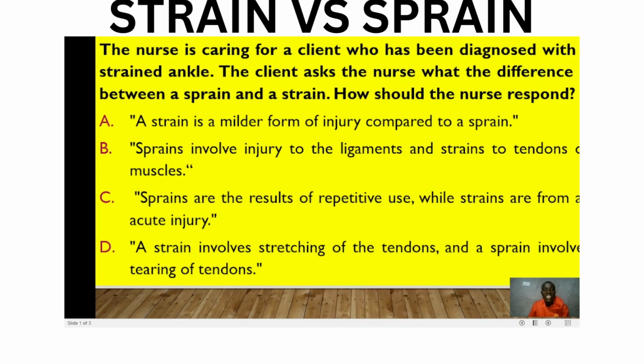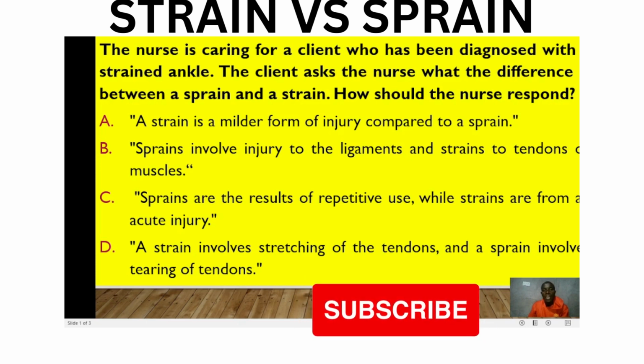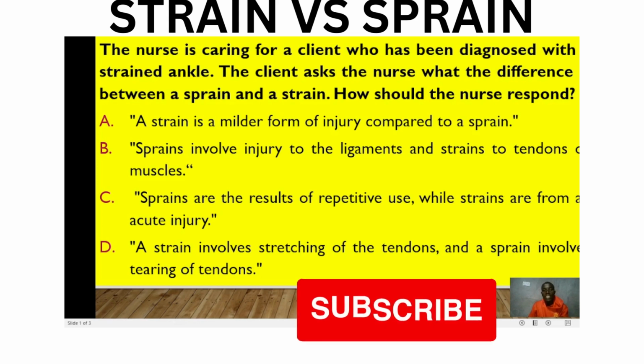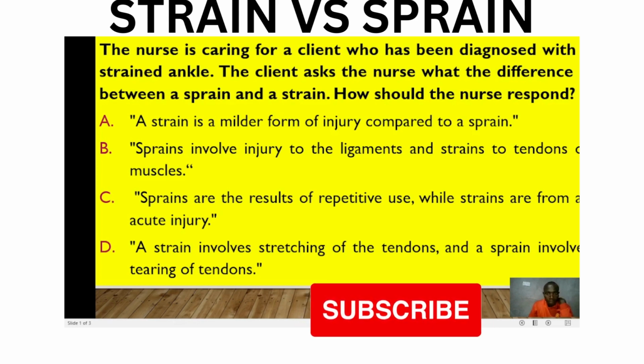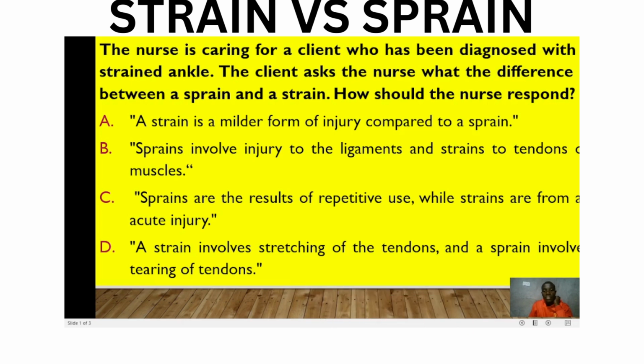A strain is a milder form of injury compared to a sprain. Sprains involve injury to the ligaments, whereas strains to the tendons or muscles. Sprains are the results of repetitive use, while strains are from acute injury. And lastly, D, a strain involves stretching of the tendons, while a sprain involves tearing of the tendons.